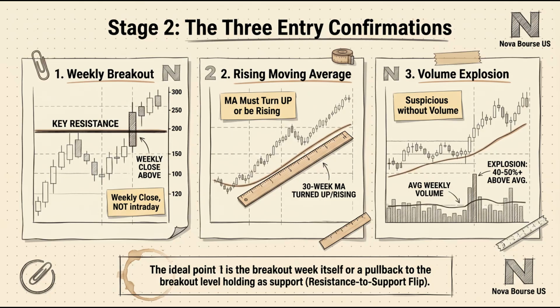Weinstein required 3 specific confirmations before declaring a Stage 2 entry. First, price must break above key resistance on a weekly close, not just an intraday spike. Second, the 30-week moving average must be rising or at minimum turning upward. Third, breakout volume must expand significantly, ideally 40 to 50% above the average weekly volume. A breakout on weak volume is suspicious and often fails.